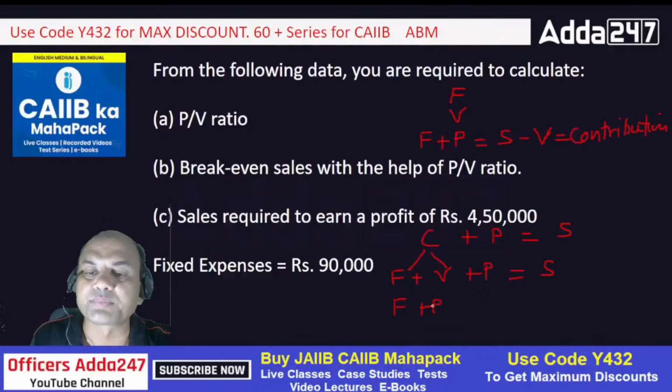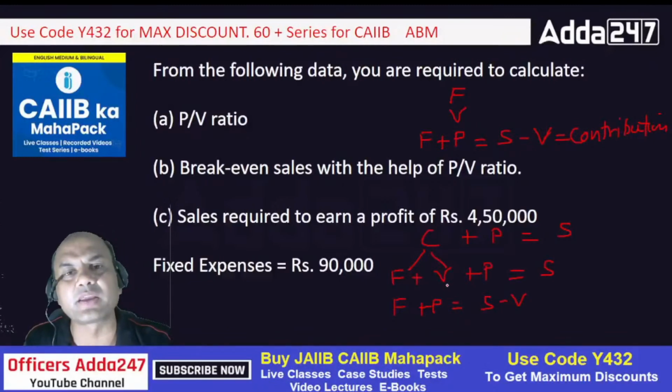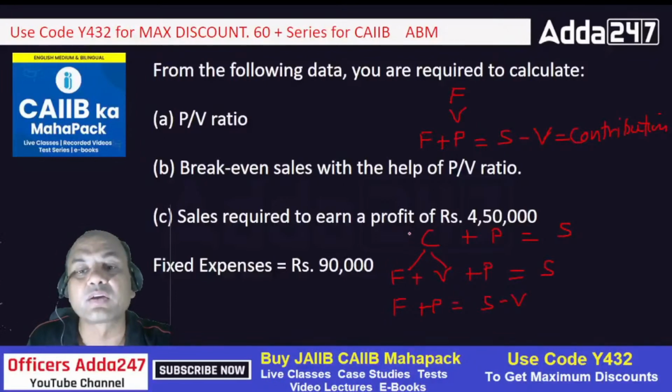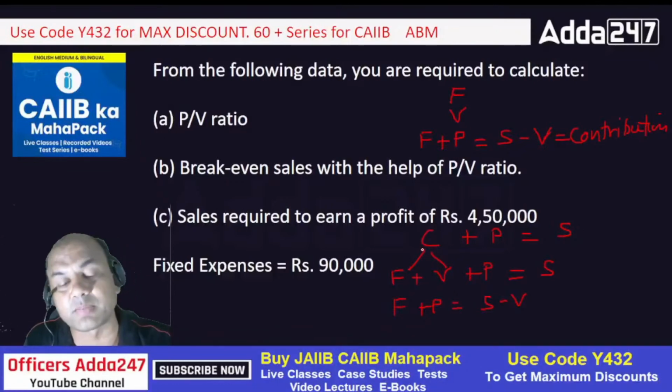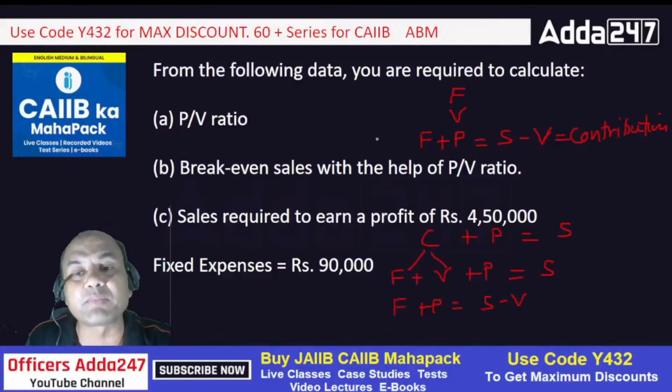It becomes the same basic equation which we had studied in 8th and 9th: cost plus profit equals sales. Cost is divided into two parts. I am repeating so that you don't have to remember all these points. So F plus V plus P equals selling price. Take V on the other side, it becomes F plus P equals S minus V. This S minus V is called contribution. This is an important element in calculating PV ratio or break-even analysis. So let's move on now.